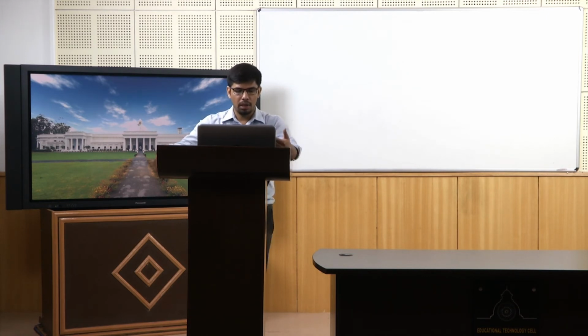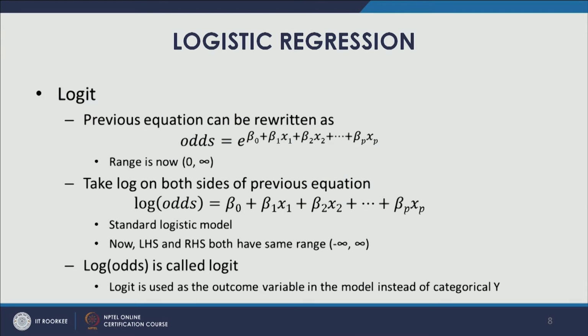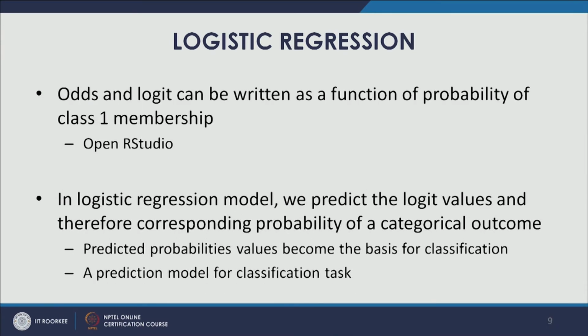As we talked about, instead of using the categorical outcome variable, we would be using logit. So this is the expression for logit. Logit is nothing but log odds, which is log of p divided by 1 minus p. This logit is going to be used as the outcome variable in the model instead of the categorical y. Now odds and logit, as we have understood, can both be written as a function of the probability of class 1 membership. To understand more about the relationship between these three metrics, let's see a few plots in RStudio.